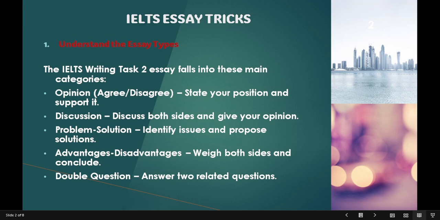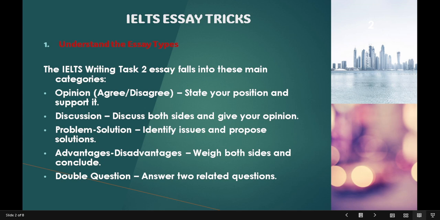Then the next one is the discussion essay. In a discussion essay, you're asked to discuss one or two views and give your opinion afterwards. So you discuss both sides and give your opinion.